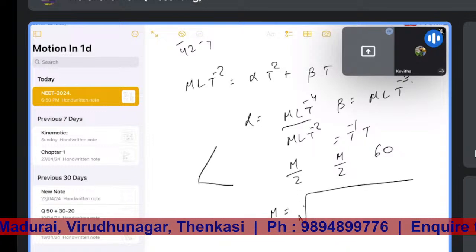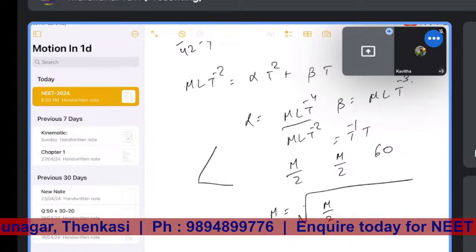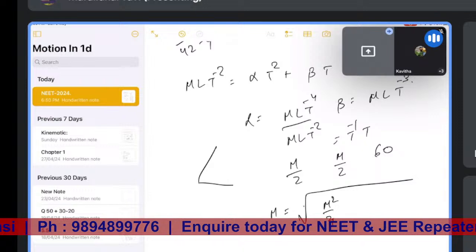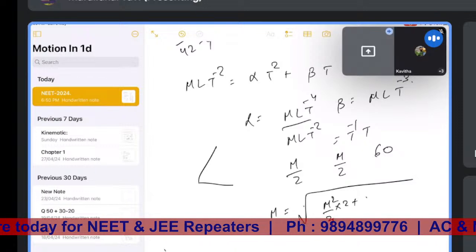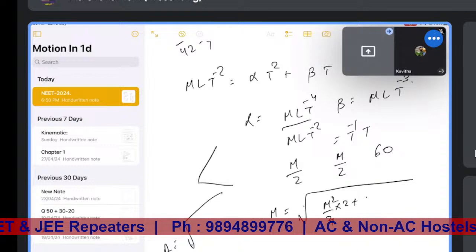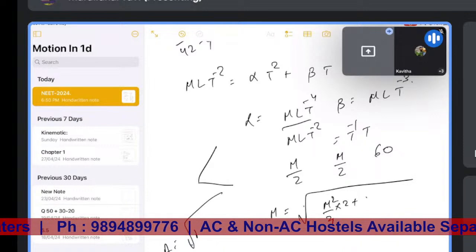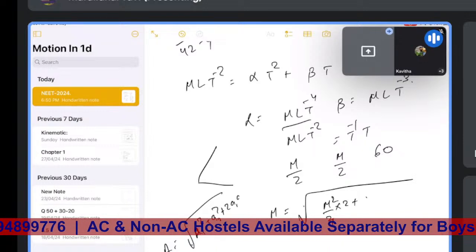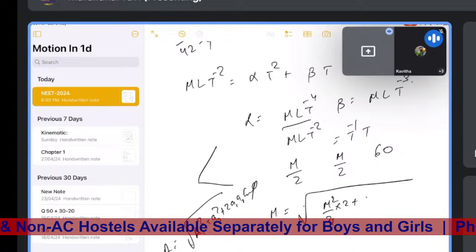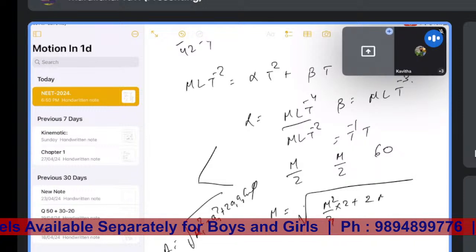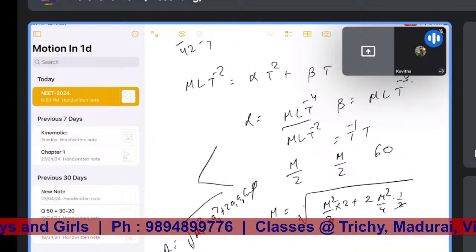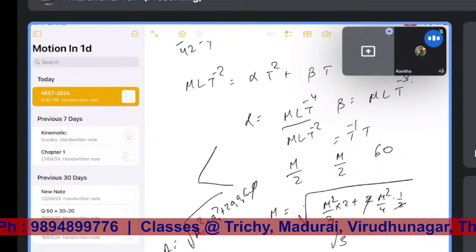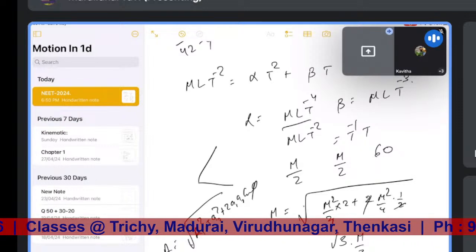So the resultant vector is equal to the square root of (M by 2) squared, so it will become M squared by 4 into 2, plus, using A is equal to root over A1 squared plus A2 squared plus 2 times A1 A2 cos phi, plus 2 times M squared by 4 into cos 60. Cos 60 is 1 by 2, cancel. So it is root 3 times M by 2. So that should be the answer.